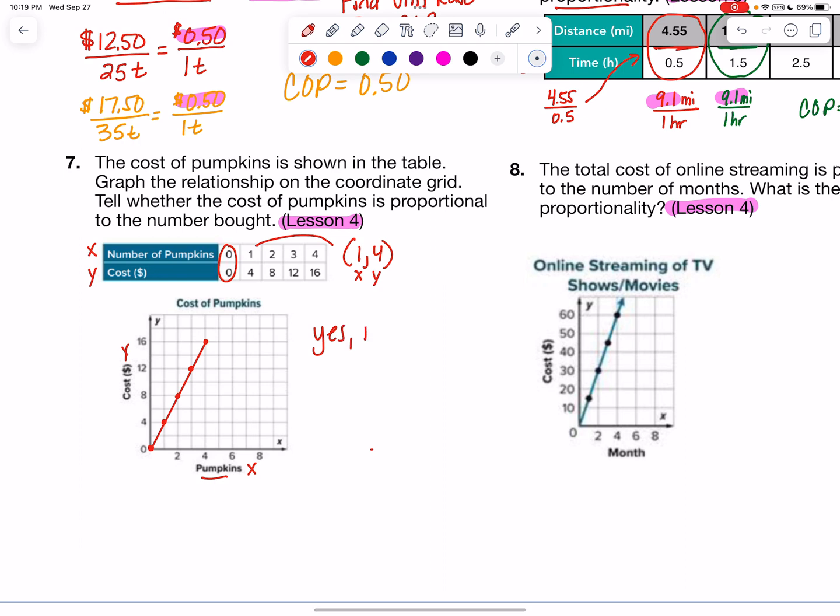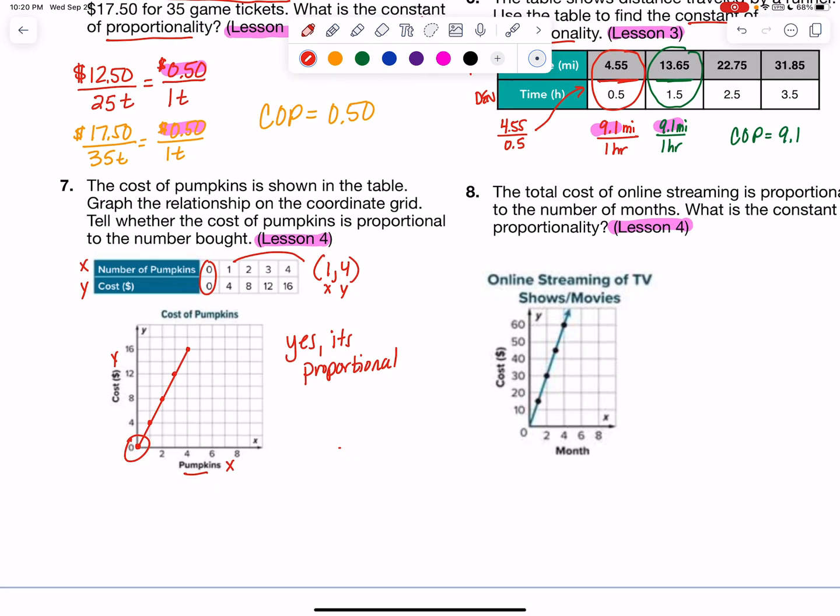Yes, it's proportional. Now, it doesn't say how do you know, but you should be able to know it's a straight line and it goes through (0, 0), okay, or the origin.